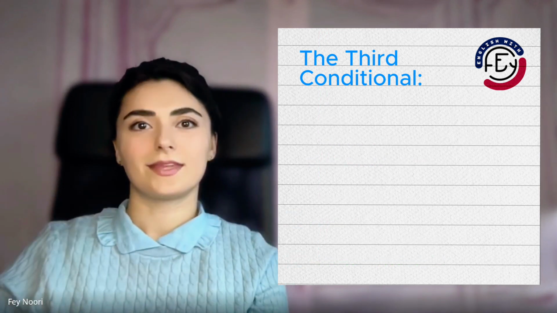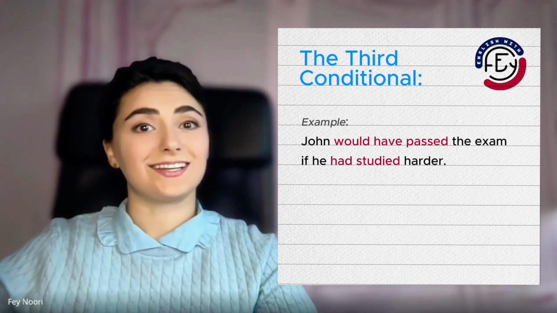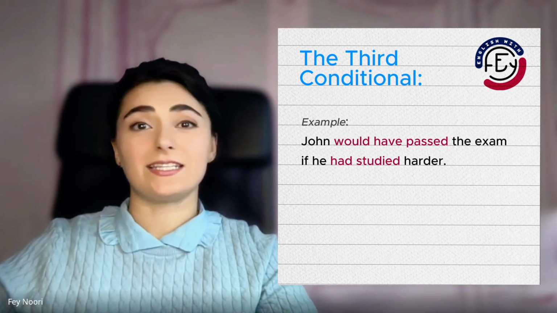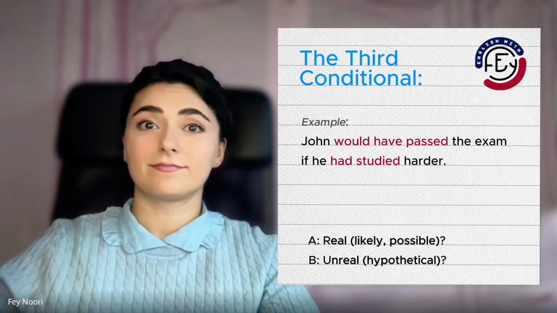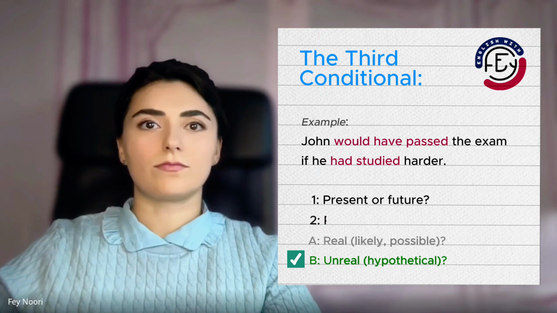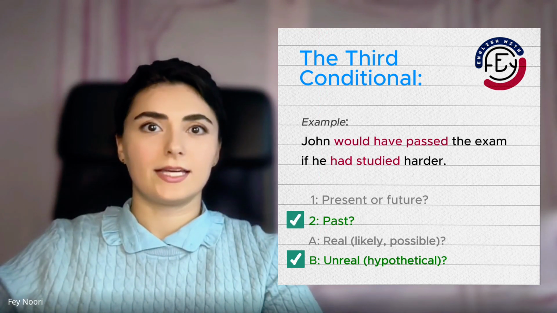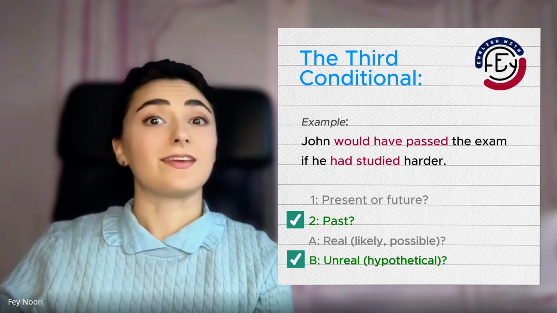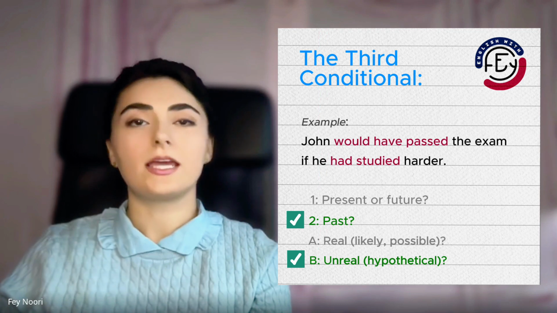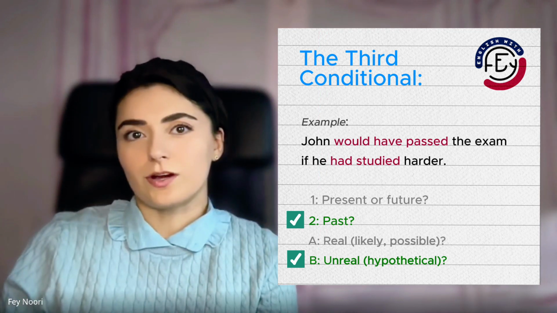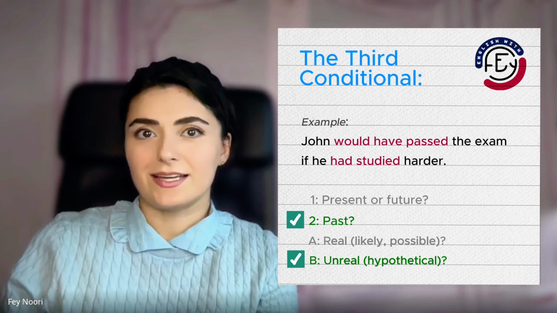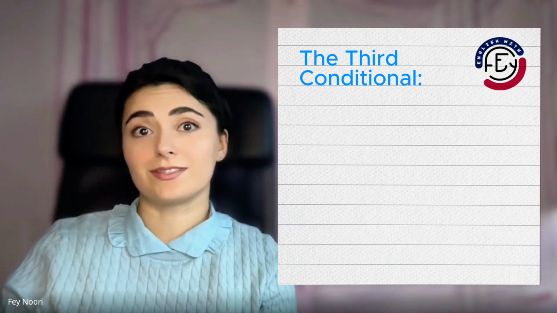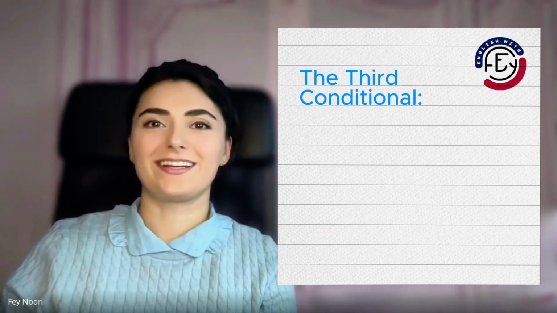Let's see one more example. John would have passed the exam if he had studied harder. Did he pass the exam? No, he did not. Did he study as hard as he possibly could? Probably not. Apparently not. So this happened in the past, and it's hypothetical, imaginary, unreal. We are saying that if he had studied, past perfect, he would have passed. So if you want to talk about something that happened in the past, and if you wish to talk about an unreal situation with unreal or imaginary results, that is your type 3 conditional.